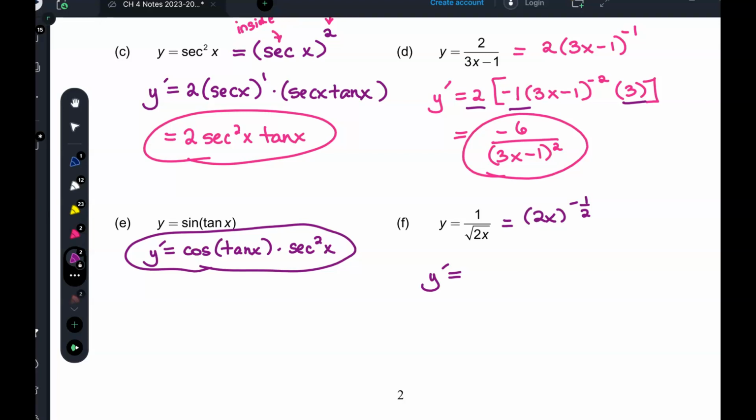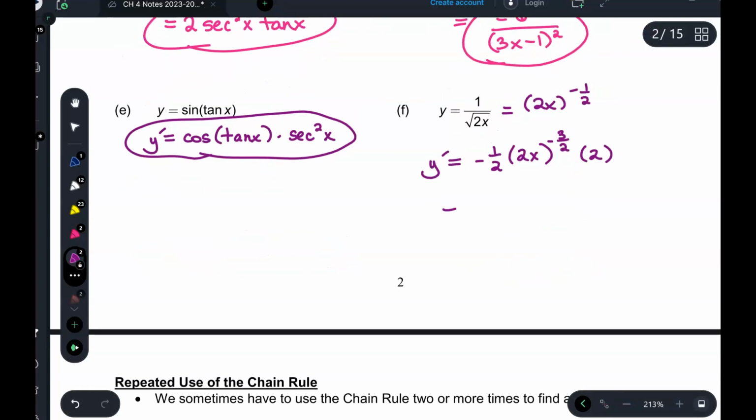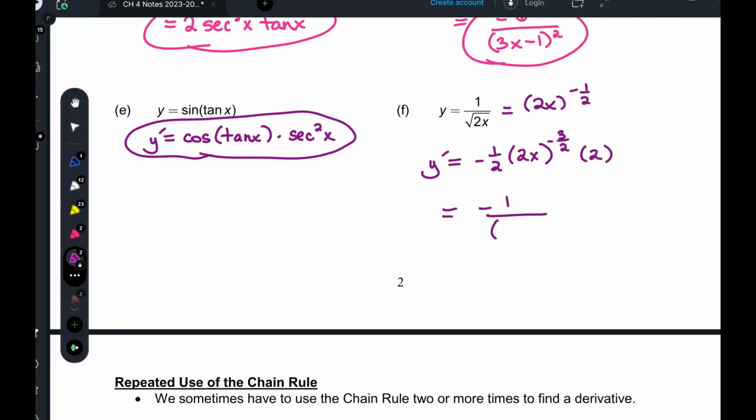If the 2 was outside of the root, it would be different. It would be -1 over... Okay, so it's going to be -1/2, like -1 over 2x to the -3/2, times 2. Why is it times 2? Well, that's our chain rule. That's the derivative of the inside, the derivative of the 2x. Now that will allow our 1/2 and our 2 to cancel, but we still have a negative here. So I would just have a -1 over 2x to the 3/2.